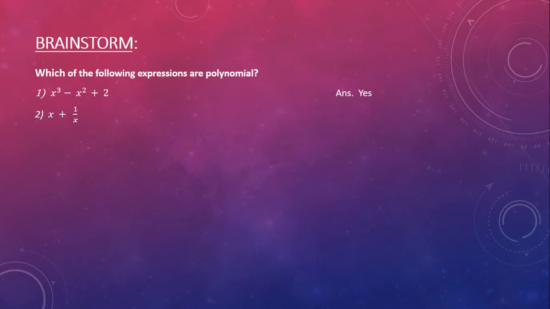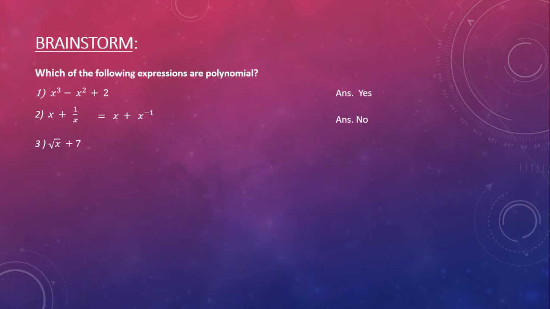Next, x plus 1 by x. x is the variable. We can write x plus 1 by x as x plus x to the power minus 1. In the first term, the power of x is 1, but in the second term, the power of x is minus 1, which is not a whole number. Therefore, it is not an example of polynomial. The third example, root over x plus 7.